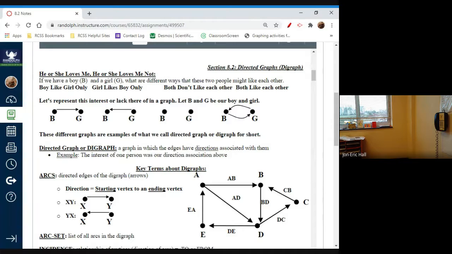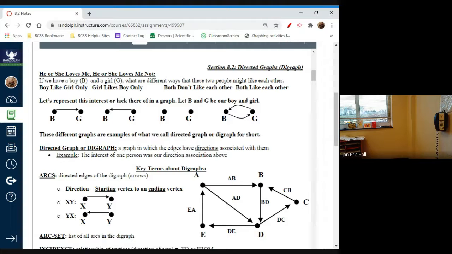So the first thing here on section 8.2 is he or she loves me, he or she loves me not. You probably heard of this, right? So if we have a boy, B, and a girl, G, what are different ways that these two people might like each other? Well, boy likes girl only, girl likes boy only, they don't like each other, they both like each other, whatever.